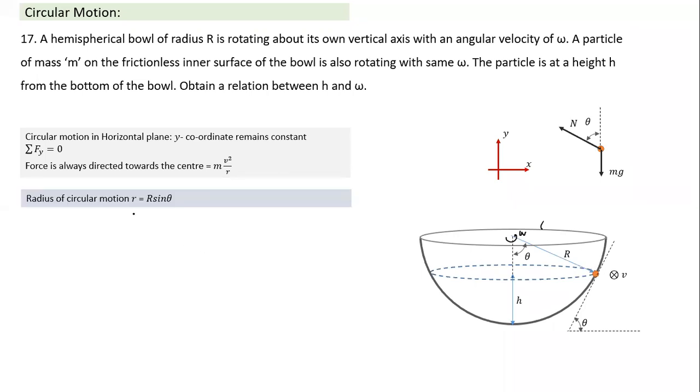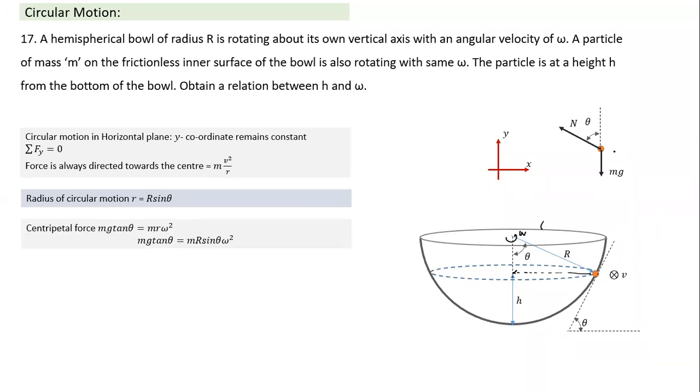If we apply those conditions, the radius of circular motion, if this angle is theta, will be equal to capital R sine theta. So I am writing a small r as the radius of circular motion. The force must always be directed toward the center.